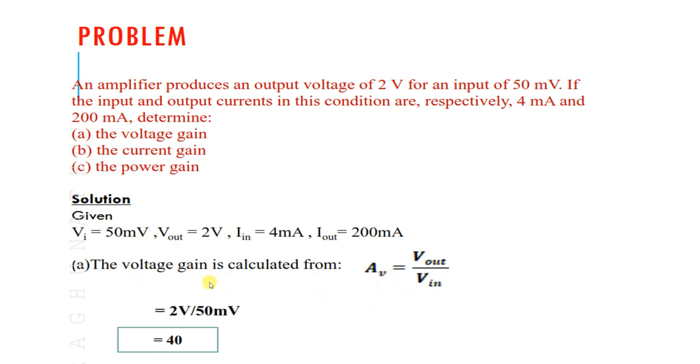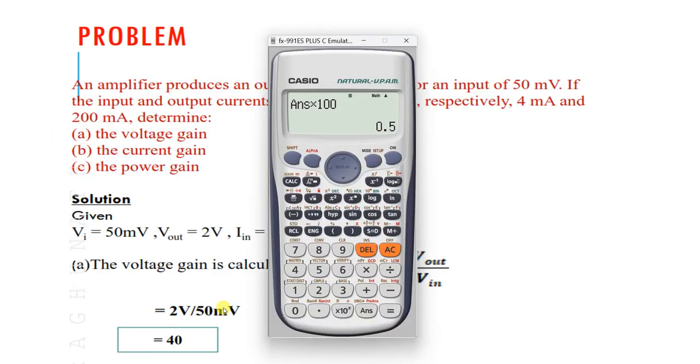The formula for voltage gain is normally output value by input value. A stands for gain and the subscript V stands for voltage, so it is voltage gain: output voltage by input voltage. Output is 2 volts, input is 50 milli. So you have to take the calculator: 2 divided by 50 milli.